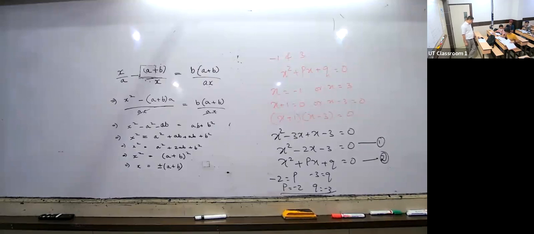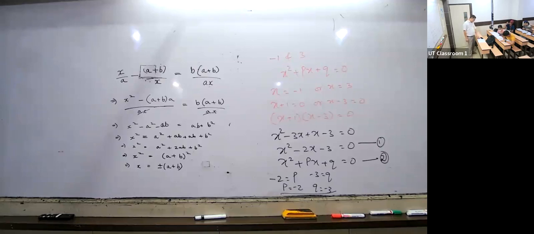Sir, x plus 1 by x equal to 2.5. 2.5 is the same as how much? 5 by 2. LCM and cross multiply, you will get it now. I think the answer is 2 and 1 by 2. Got it, sir.